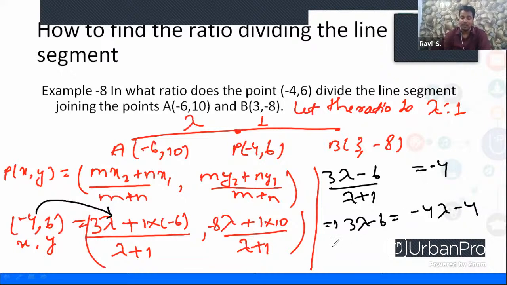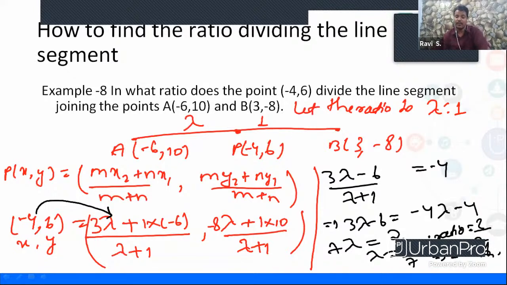Okay. So now this will give you minus, how much it will be? 7 lambda now. And here minus 6 will go that side. So this will give you 2. Correct now? So lambda will be 2 by 7. This is our ratio, guys. This is our ratio. Okay. So ratio is 2 by 7. That means 2:7. Okay. This will be the required ratio. Now see, lambda by 1, also written as lambda is to 1, and here you get the value 2:7.